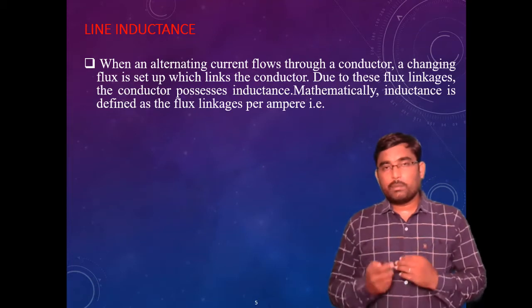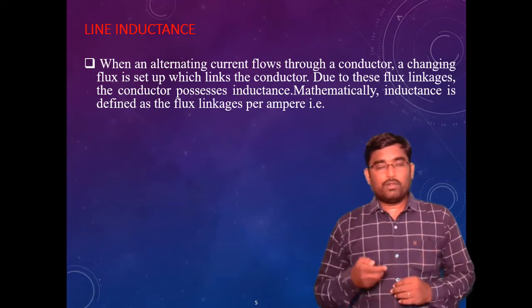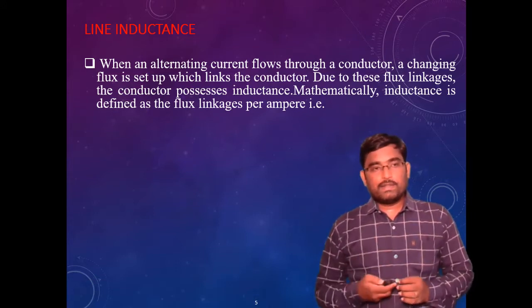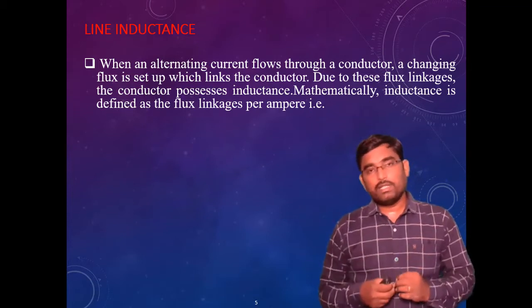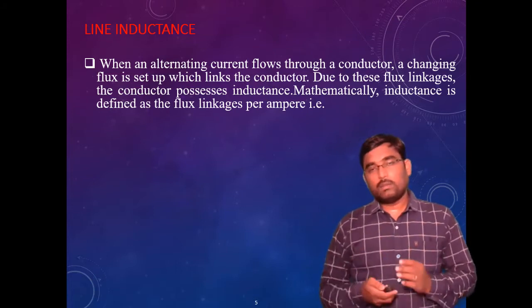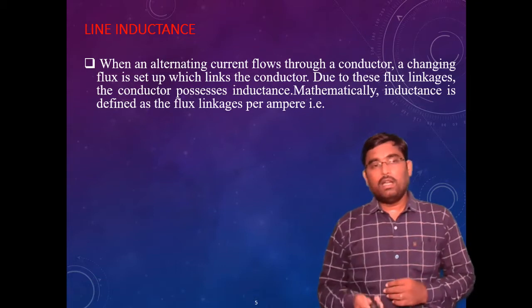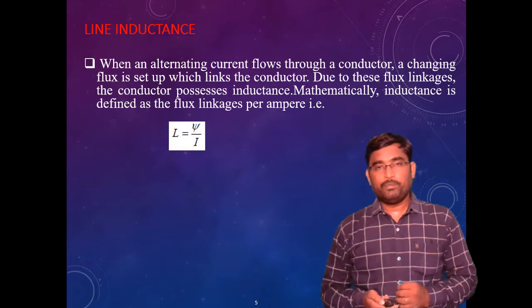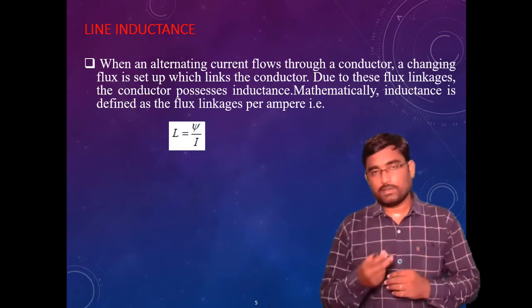Now let us move to the second parameter, that is line inductance of a transmission line. When an alternating current is flowing through the conductor, a changing flux is set up which links with the conductor. So flux will be set up around the conductor. Due to these flux linkages, the conductor possesses some inductance. Mathematically, inductance is defined as the flux linkage per ampere of current, so L equals psi by I. Whenever current is passing through the conductor, flux linkages will be established around the conductor.